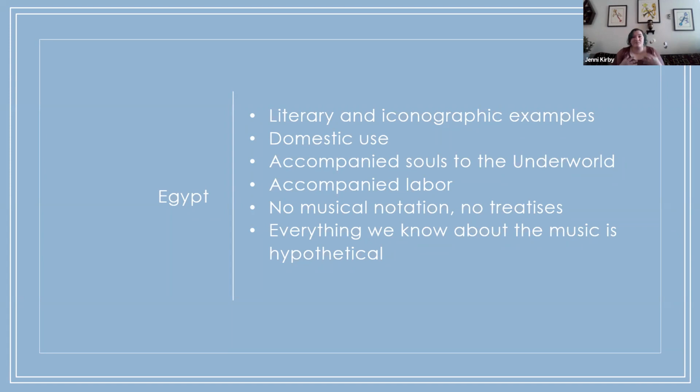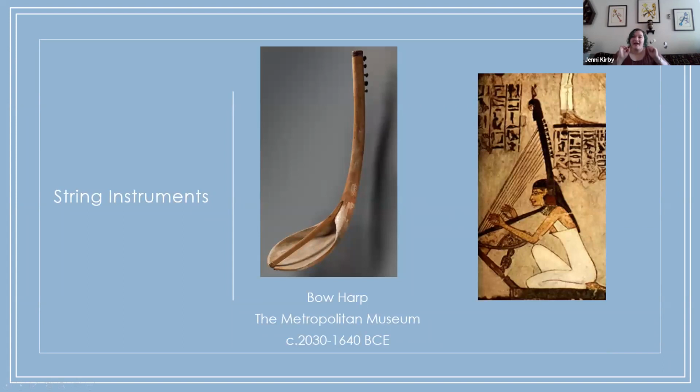But we do have instruments and we have pictures. So we're going to go through some of the string instruments first. This is a bow harp, from the Metropolitan Museum, from about 2000 BCE. And then here's an image of a woman playing it.